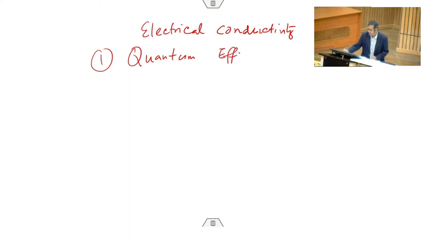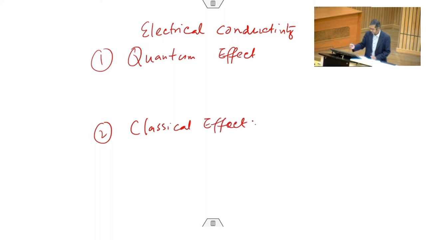So electrical conductivity is significantly affected by two distinct aspects. One, the quantum effect. What is that? We'll discuss in a moment. The second one is what is known as the classical effect. The quantum effect has already been discussed. What is that? Well, electron confinement happens because of the size effect, right?